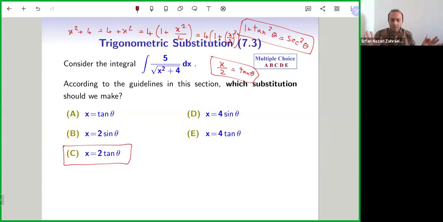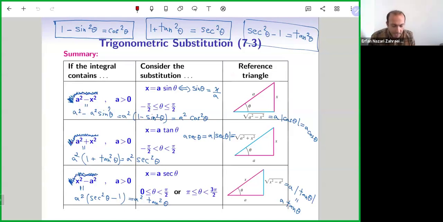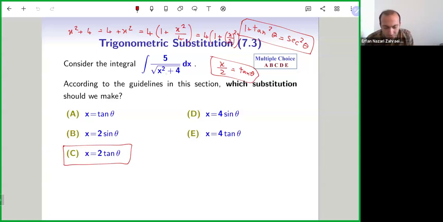Or you can just memorize this table. Oh, I have a squared plus x squared, I do x equals a tangent theta. If you want to use your memory to answer this question, you see that, oh, a is 2. This is 2 squared plus x squared, a squared plus x squared. So a is 2, and for this one, I need to use tangent. So it's x equals a, which is 2 tangent theta. That's if you rely on your memory.